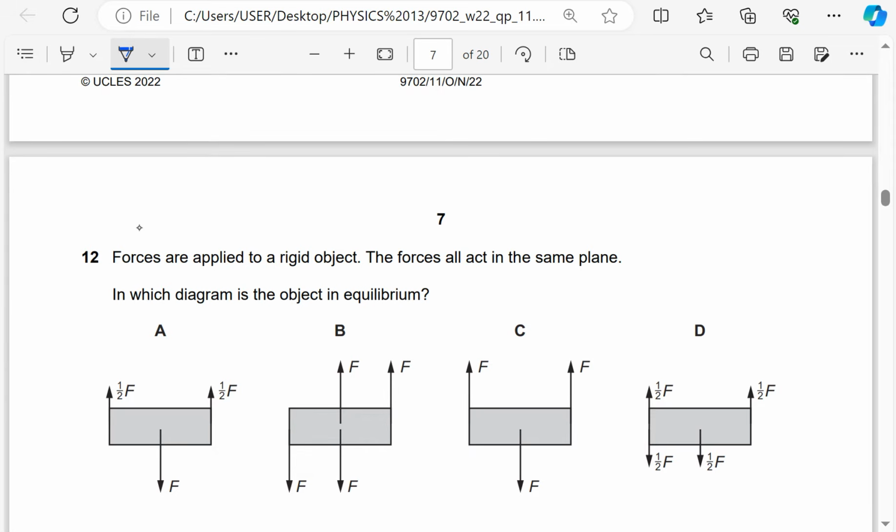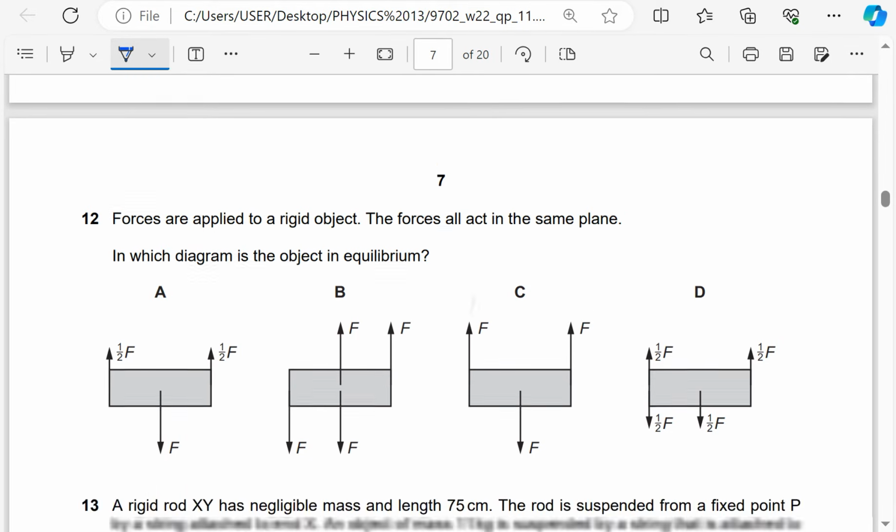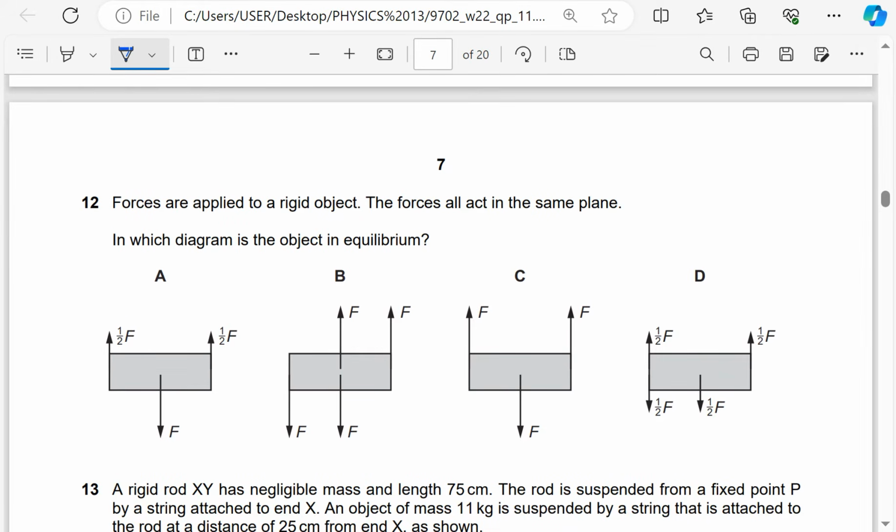Forces are applied to a rigid object. The forces all act in the same plane. In which diagram is the object in equilibrium? In equilibrium, the resultant moment should be 0, and the resultant force should also be 0. So we are going to be checking.